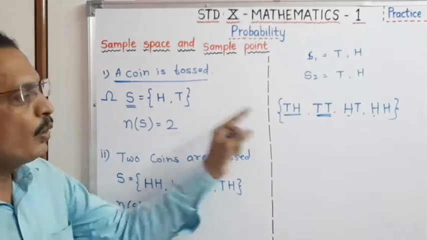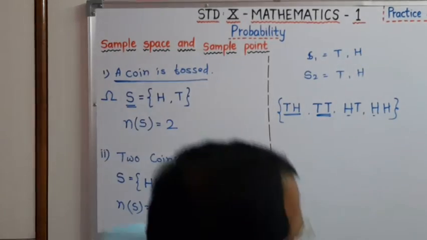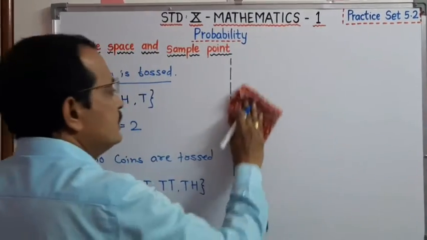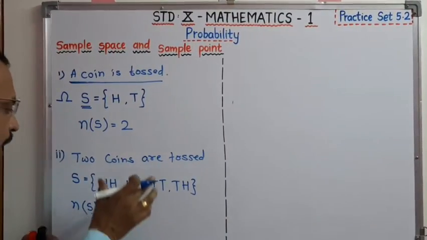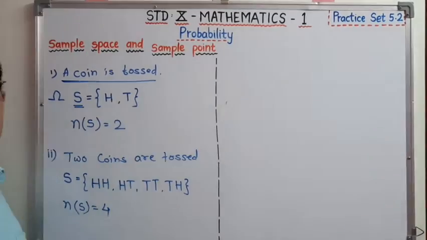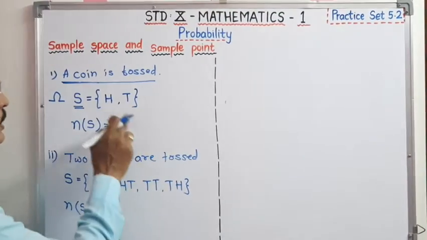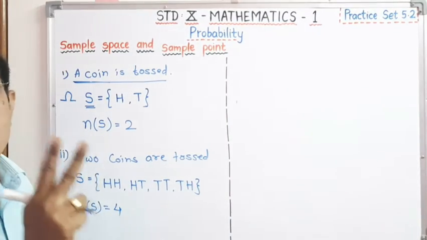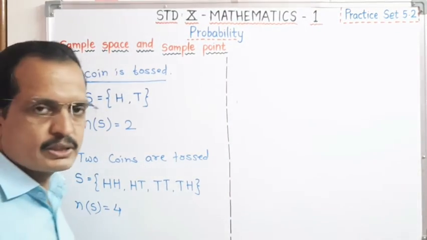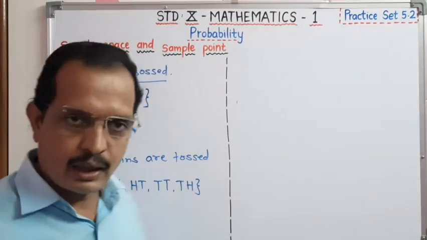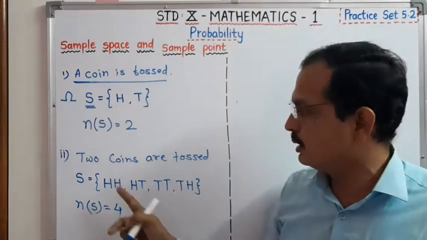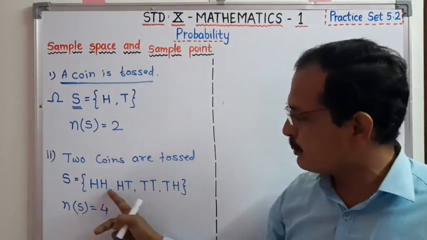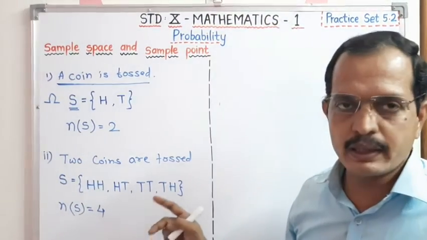Got it? Now I have to toss 3 coins. Then what will be the sample points? Dear student, see here. I know how to find out the number of sample points. Here, one coin is tossed. I definitely know that there are two possibilities, two sample points. How did I decide? I want to tell you one trick here. When two coins are there, I write the sample points 4. Definitely there are 4 sample points.